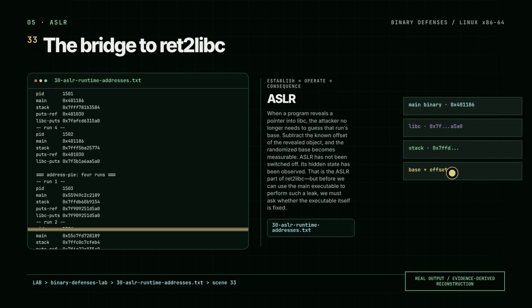ASLR has not been switched off. It's hidden. That is the ASLR part of ret2libc, but before we can use the main executable to perform such a leak, we must ask whether the executable itself is fixed.